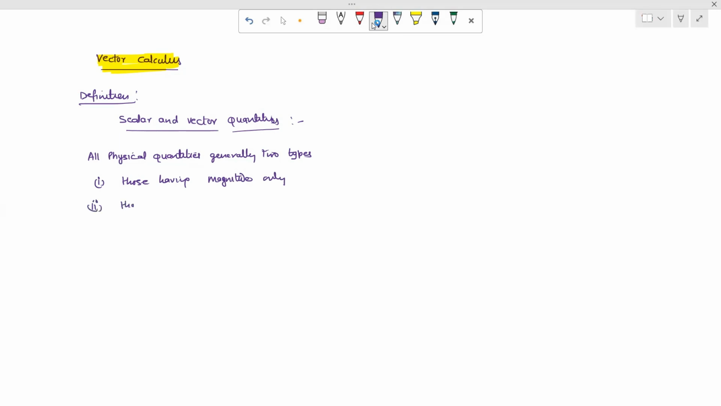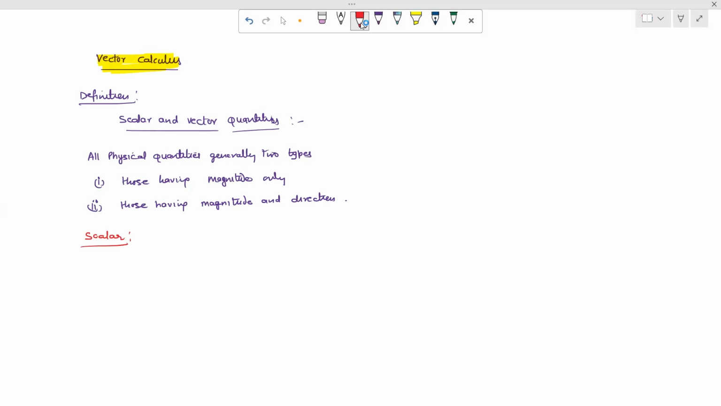those having magnitude and direction. So now, on the basis of these two types of physical quantity, we define the scalar and vector. So first we define a scalar.